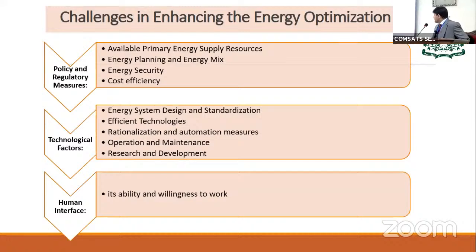On the technological factors, we have to keep pondering how the energy system is designed and standardized. As regulator, we have seen different configurations between the distribution companies, and different standardization issues in the transmission network and the generation side. We have to maintain standardization and bring in efficient technologies, particularly in the industrial sector. We have to rationalize and automate, as the doctor said in his previous presentation: we have to automate and digitalize the system and bring in more technologies. This is an area where we are working.